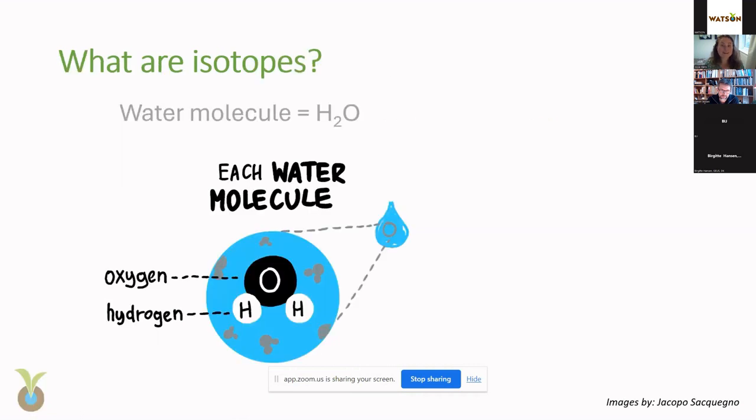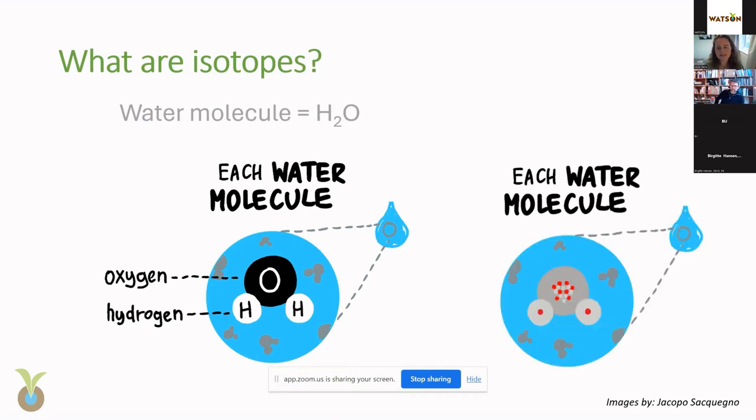But what then are isotopes and how can they help? I'm sure you're all aware that a water molecule consists of oxygen and two hydrogen elements. That's indicated by the H2O, and that's represented here in the schematic on the left. And this is where I'm going to make it a little bit more complicated and explain that each of these elements consists of a number of protons, neutrons, and electrons. And that's indicated here in the schematic on the right.